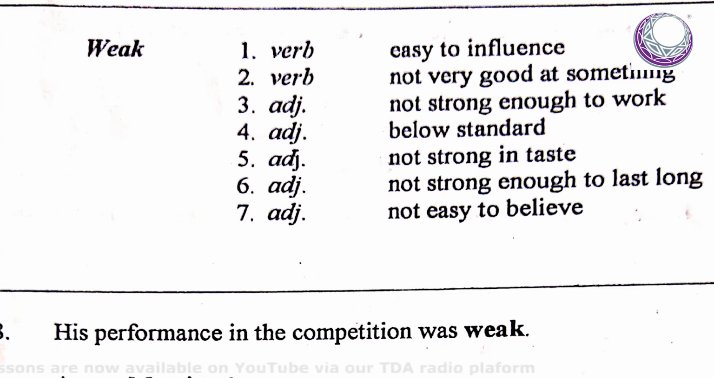And on my table here, the word weak is used first of all as a verb, or number 2 is used as a verb, number 3 as an adjective, number 4 same as an adjective, and so forth until the 7th part. So the first one says easy to influence. If you are weak, you can be easily influenced, meaning peer pressure. Your friends can tell you something because you can't make your own decisions. They can easily influence you. It means you are weak, basically.